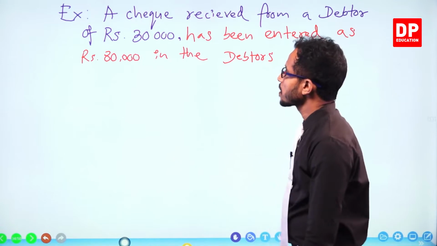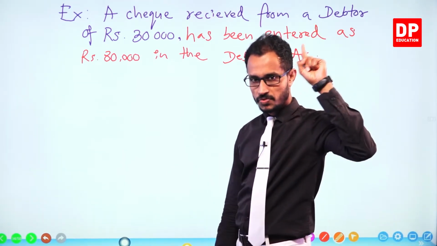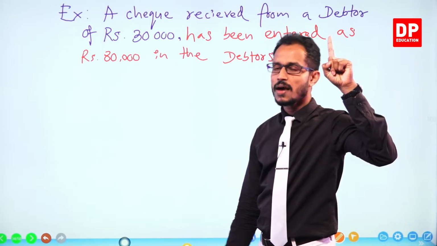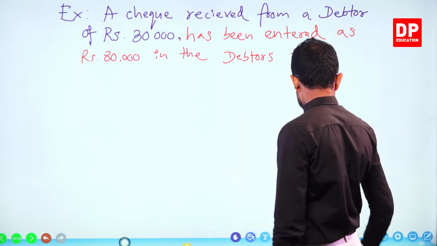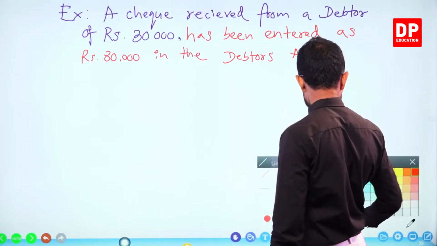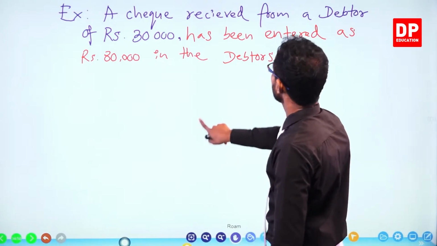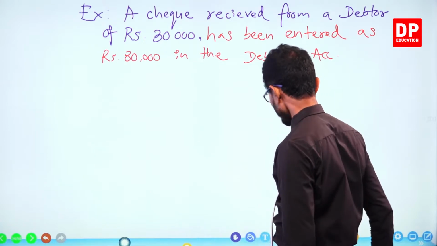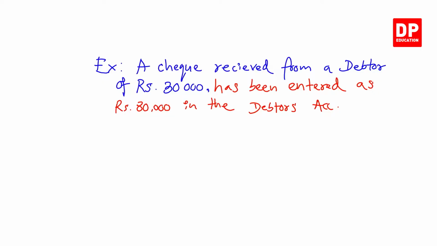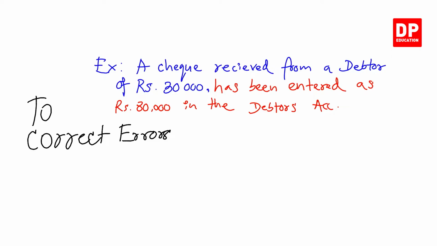Let's see. Now children, the first step. What is the first step? Identifying the correct double entry of the transaction. Identify the transaction. What is the transaction? I'm going to write the steps here. To correct errors.